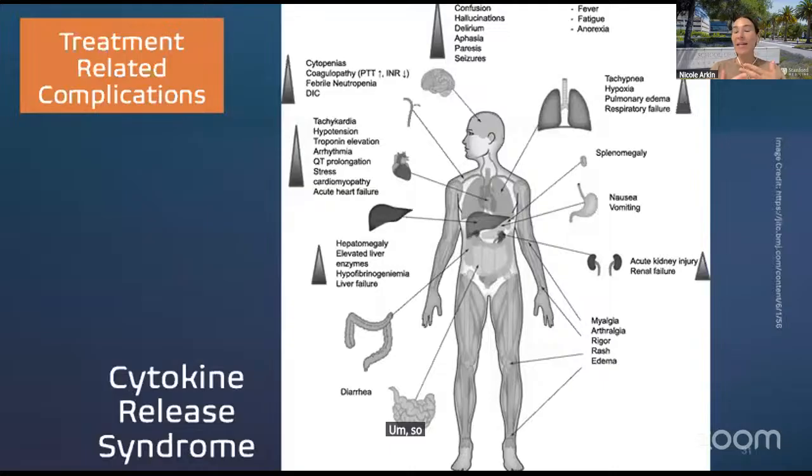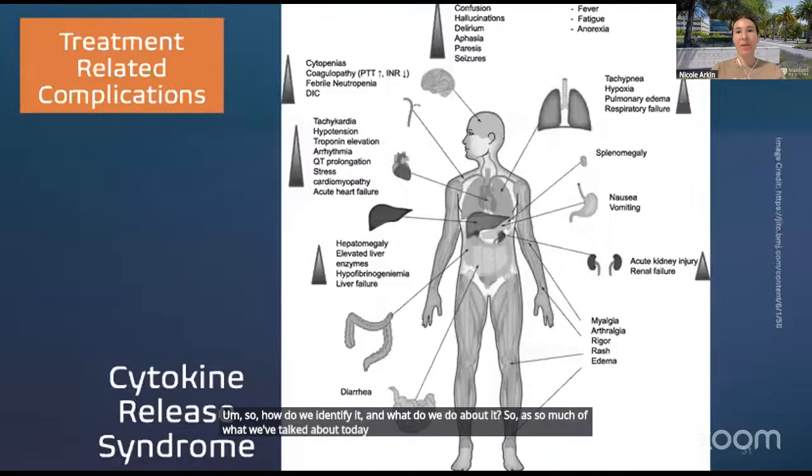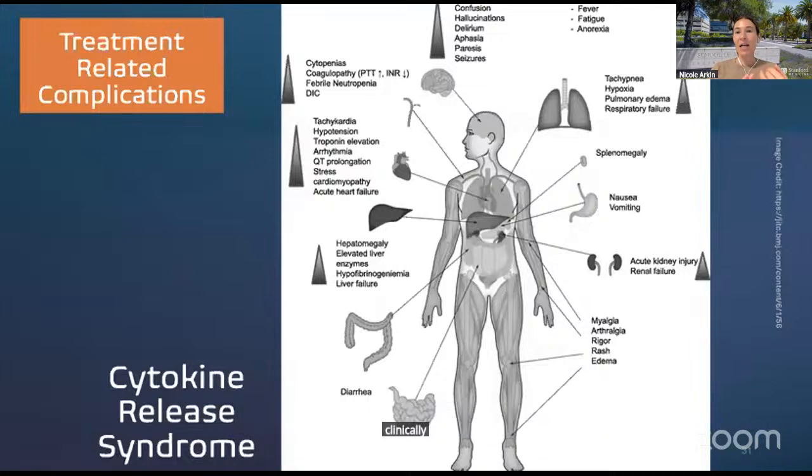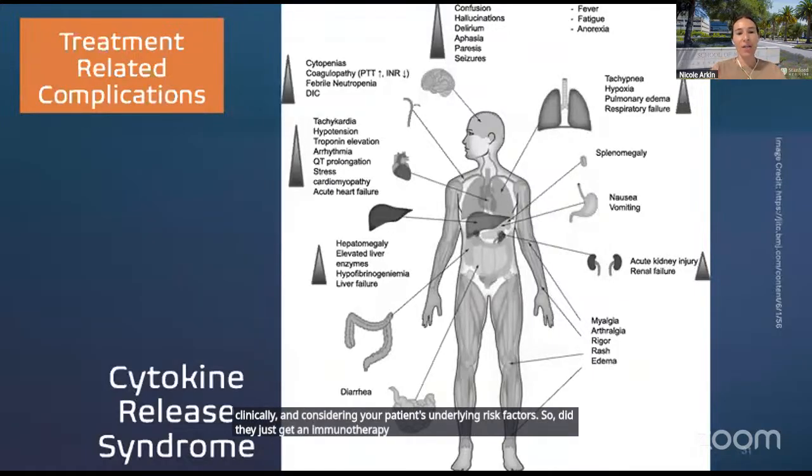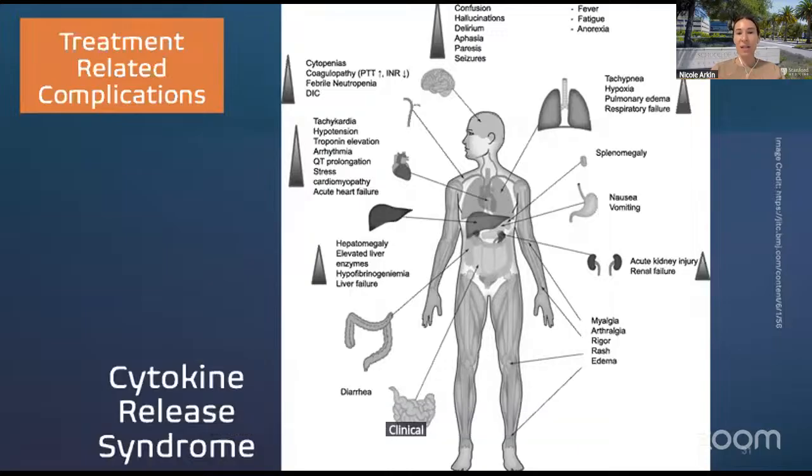So how do we identify it and what do we do about it? As so much of what we've talked about today, it's very much diagnosed clinically and considering your patient's underlying risk factors. So did they just get an immunotherapy or CAR T therapy and are now presenting with a clinical constellation concerning for cytokine release? So what are we going to look for in this circumstance?